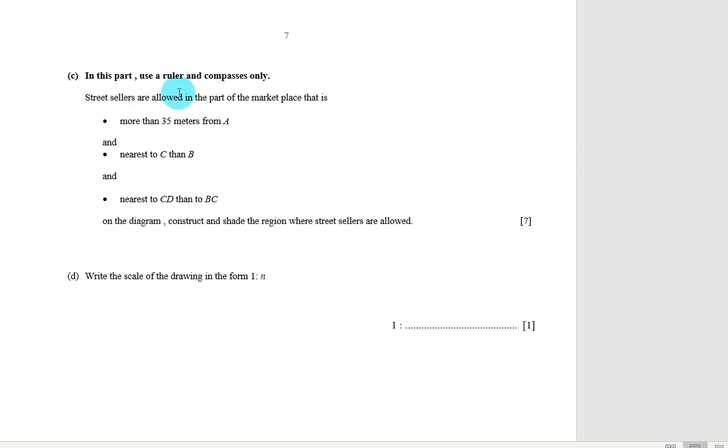In this part, use ruler and compass only. Street sellers are allowed in the part of the marketplace that is more than 35 meters from A, nearer to C than B, and nearer to CD than BC. On the diagram, construct and shade the region where street sellers are allowed. Let's answer part by part, and draw and read carefully.